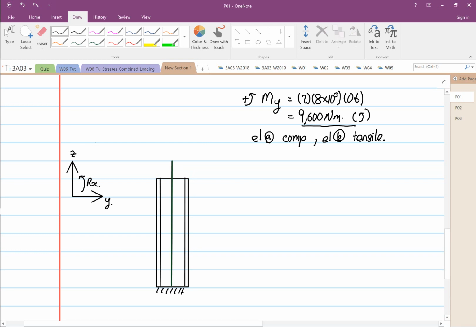So we are going to draw the forces. What we have going the other way, going away, is 8 times 10 to the power 3 Newton. And then we know that we are going to get a load down here. Okay, let me remove this first.